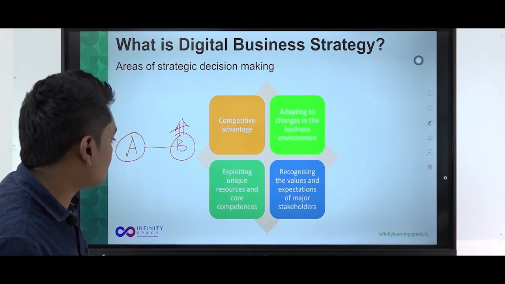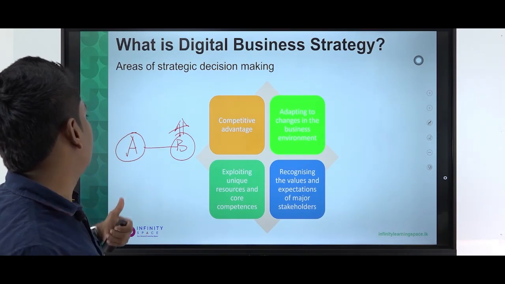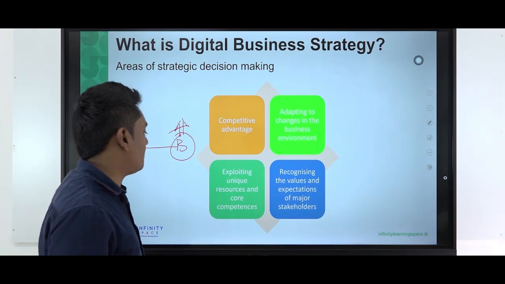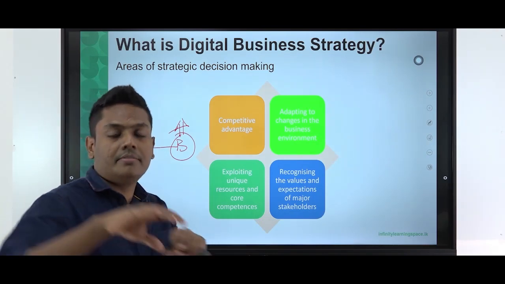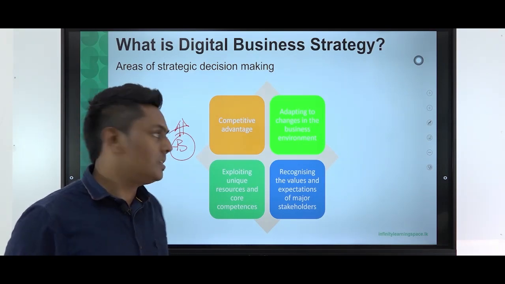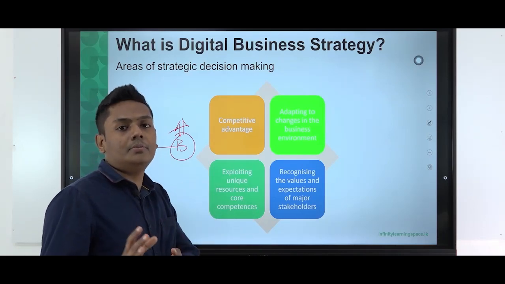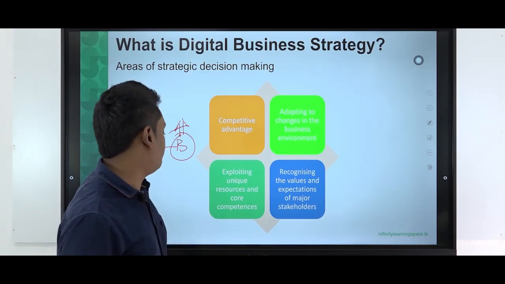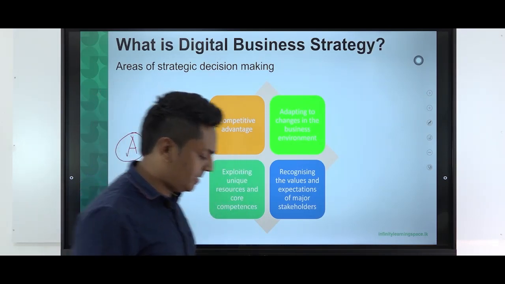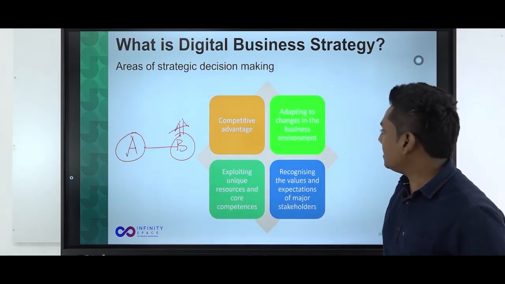Likewise, exploiting unique resources and core competencies. So this is again strategic decision making. What they have to think about is how they can exploit the unique resources which are not available with other competitors or not available in the market. That is something you are going to make unique, something like a unique selling point, USP, and the core competencies need to be considered.